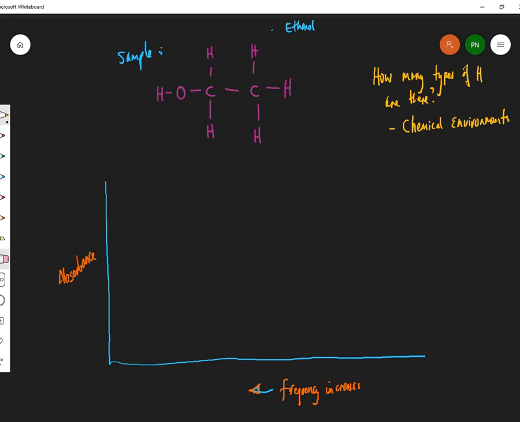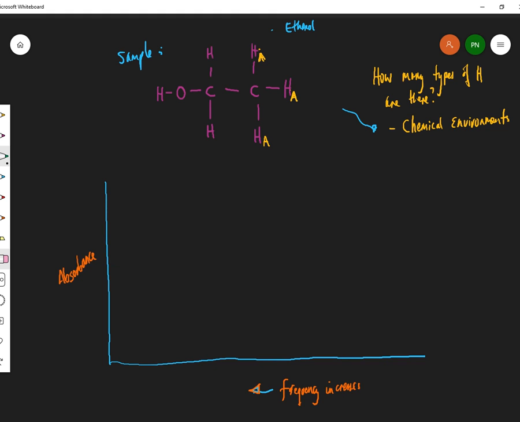Let's have a look at this hydrogen here. I'm going to call this hydrogen A. Now, this hydrogen is exactly the same as this hydrogen. Why is it the same? Because this hydrogen is connected to a CH2, and the CH2 is connected to a CH2, and this CH2 is connected to an OH. So this hydrogen here is exactly the same as this hydrogen, and it's exactly the same as this hydrogen. So all of these three hydrogens are said to be in the same chemical environment.